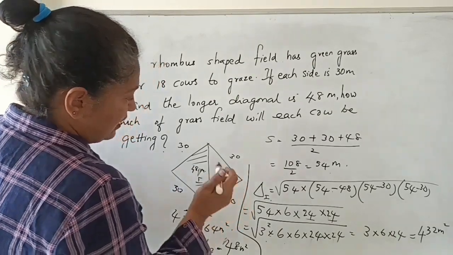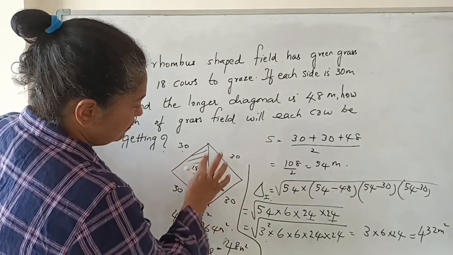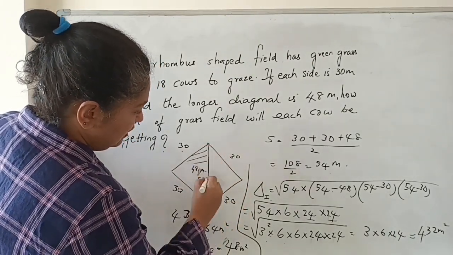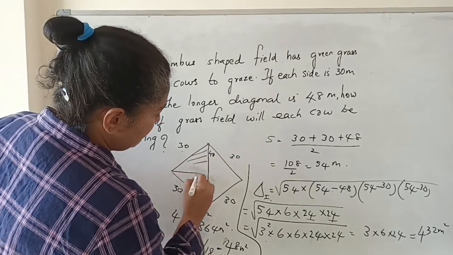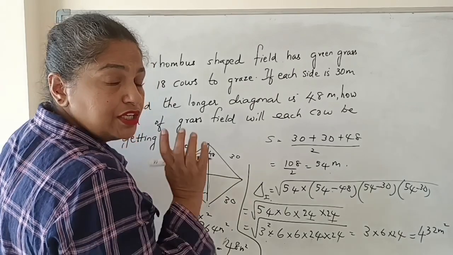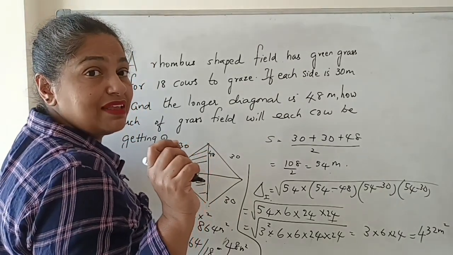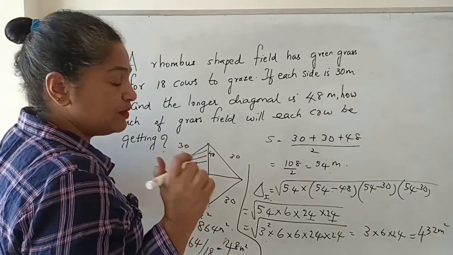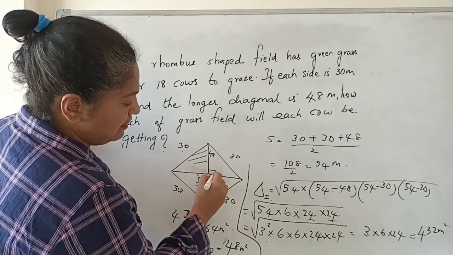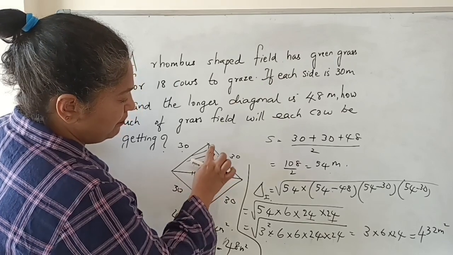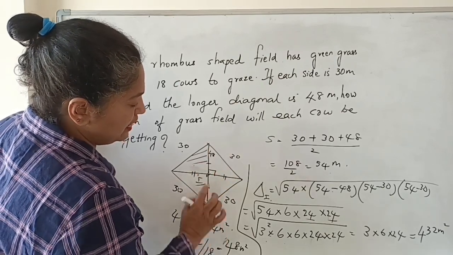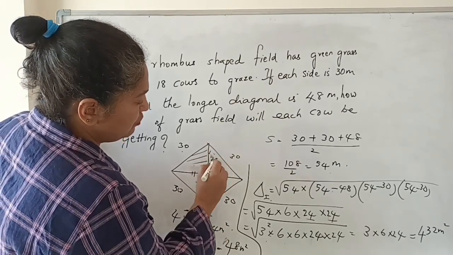You have a rhombus shaped field, right? This is the first diagonal. This is 48. Suppose this is 48. There is another diagonal which goes like this. You know that the diagonals of a rhombus bisect each other at right angles, which means that at this particular point, the angle is 90° and this side is equal to this and this is equal to this. So if the entire length was 48, each would be 24.